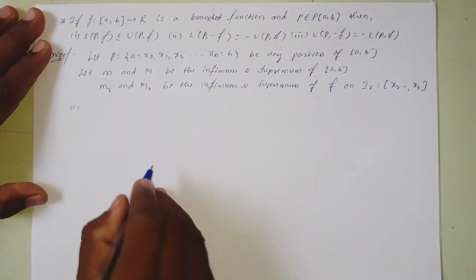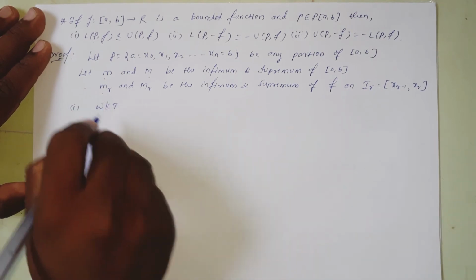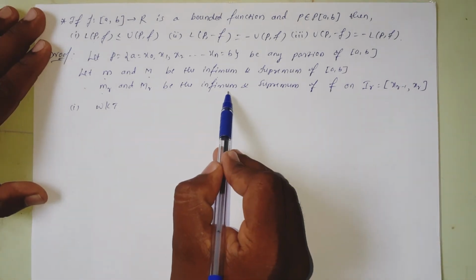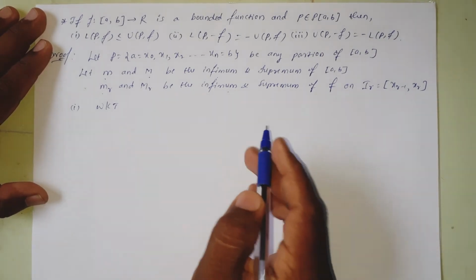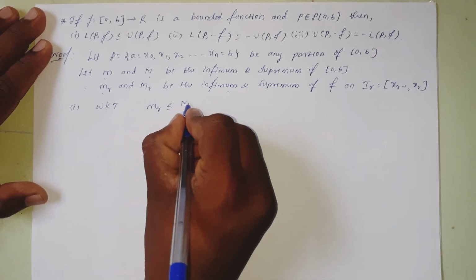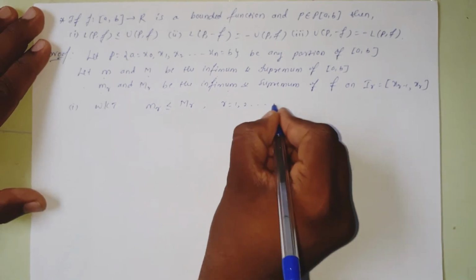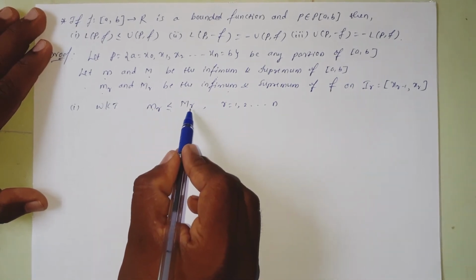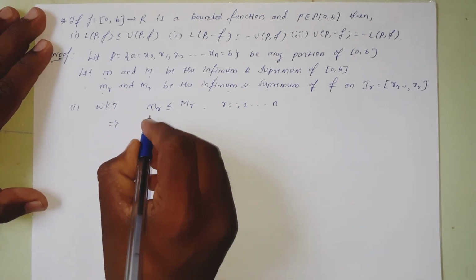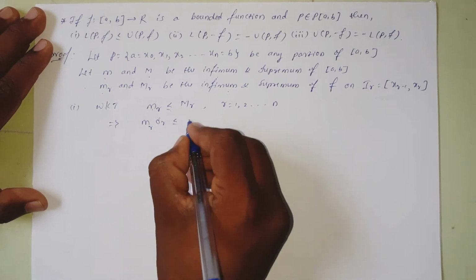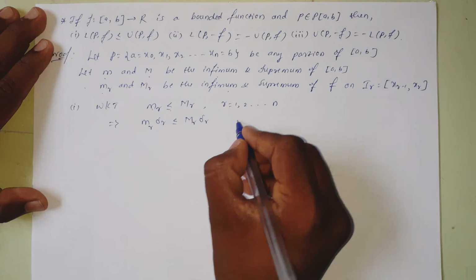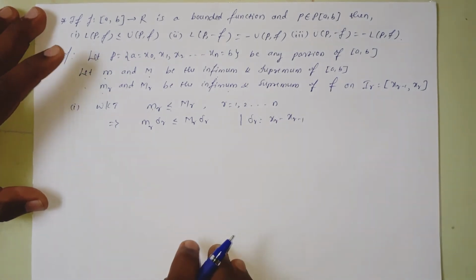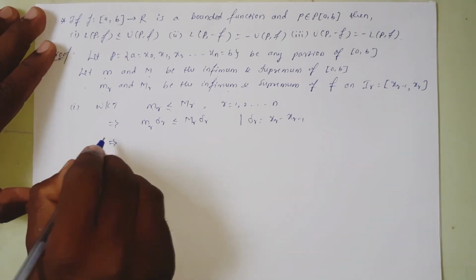Now, to prove the first result, here we know that always a lower bound is less than an upper bound. So, infimum is always less than or equal to supremum. By using that result, we can write that small mr is less than or equal to capital Mr, where r takes the values from 1 to n. Now, multiplying this inequality by delta r, that is mr into delta r less than or equal to capital Mr into delta r. Here we know that delta r is the length of IR, that is equal to xr minus xr minus 1. Now, applying the summation over r is equal to 1 to n.